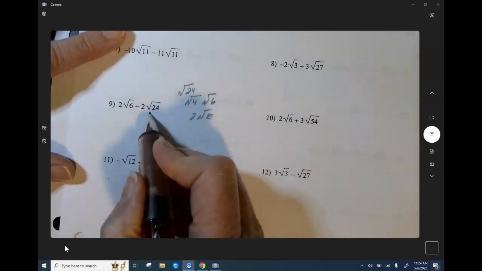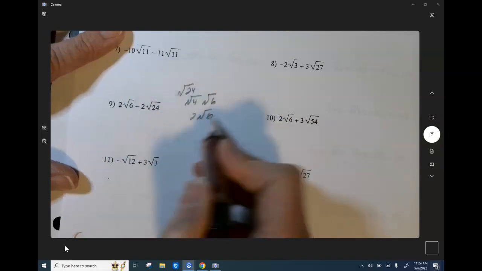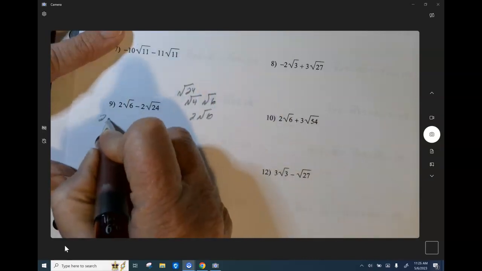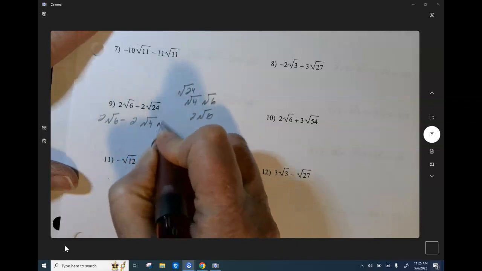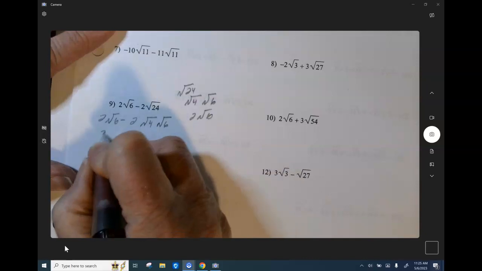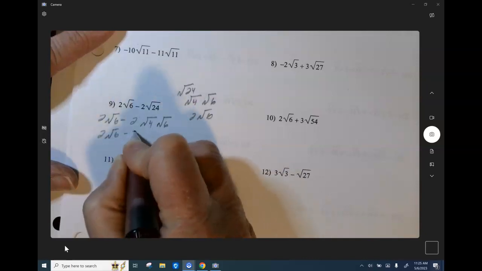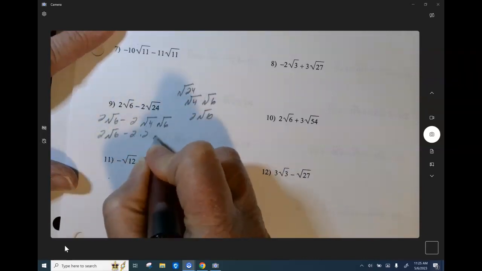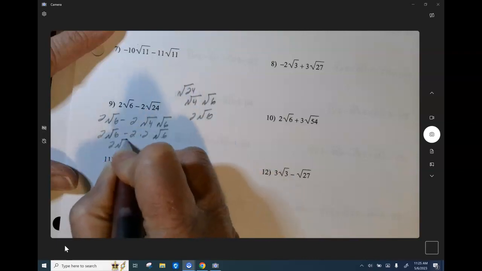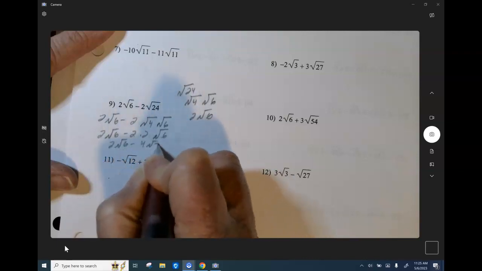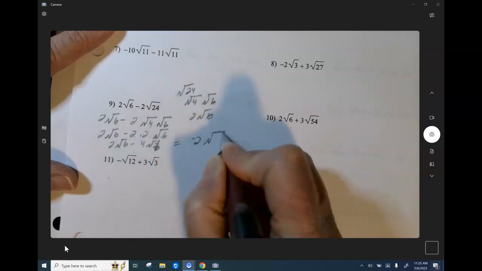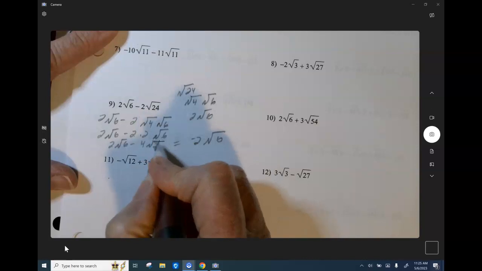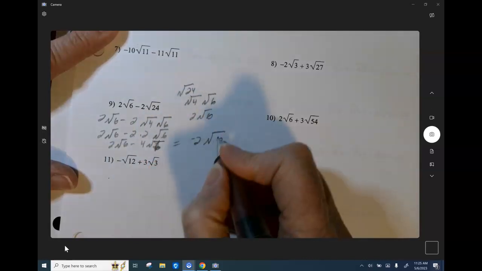So square root 24, if I would do it here, and I just wanted to show you, I have 2 square root 6 minus 2, then I break it into perfect square, non-perfect square, so I get 2 square root 6 minus 2, square root 4 is 2, so I get 2 square root 6 minus 4 square root 6, which gives me negative 2, whoops, that's supposed to be a 6, square root 6. Okay, so right there, that's supposed to be a 6. And that's supposed to be a 6. So we have to make it into the same one.